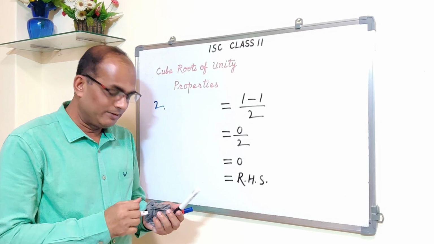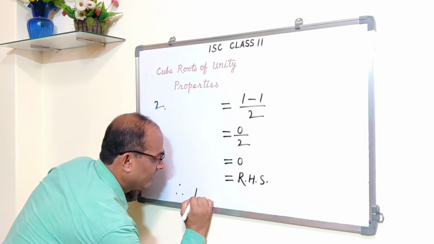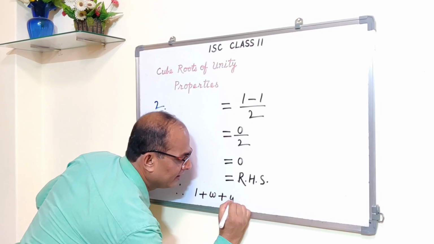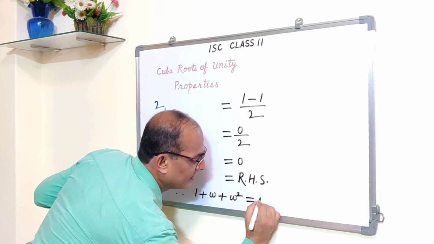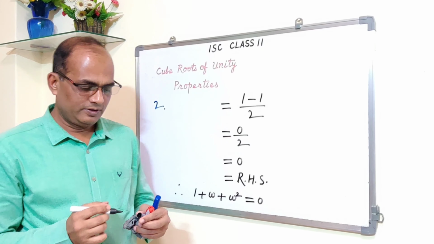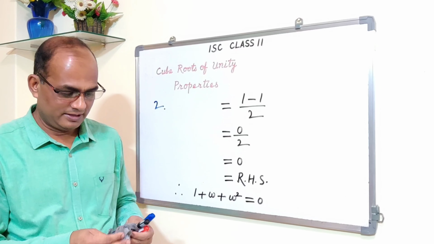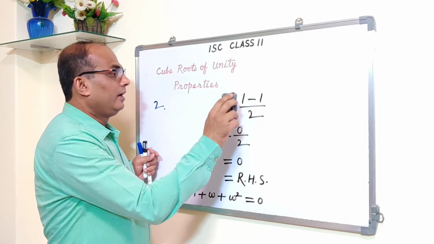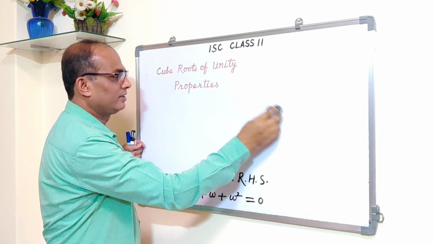So we got 1 plus omega plus omega square equal to 0. Once again you can write down, therefore 1 important property: 1 plus omega plus omega square is equal to 0. This is the property. Please remember this property. We are going to use this property when we'll do exercise questions. Fine. Clear? Now the third property is the product of the three roots.